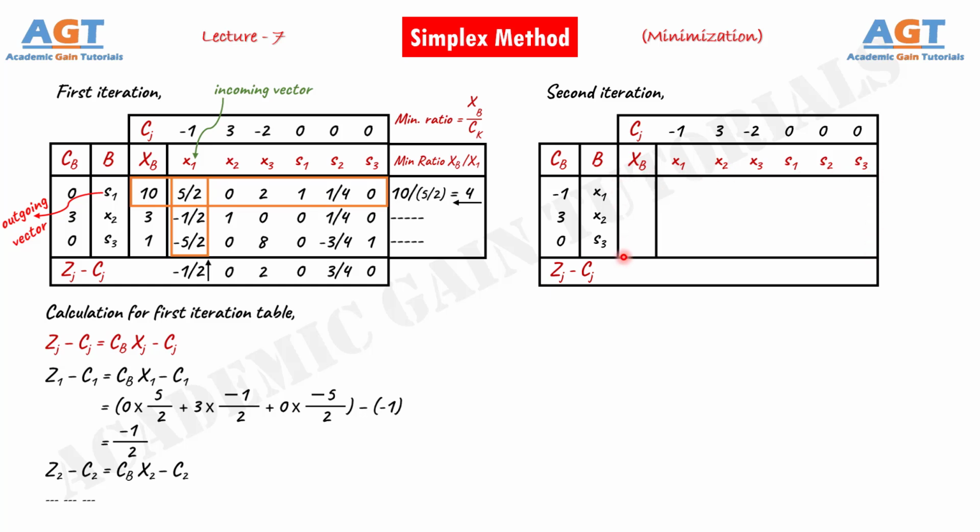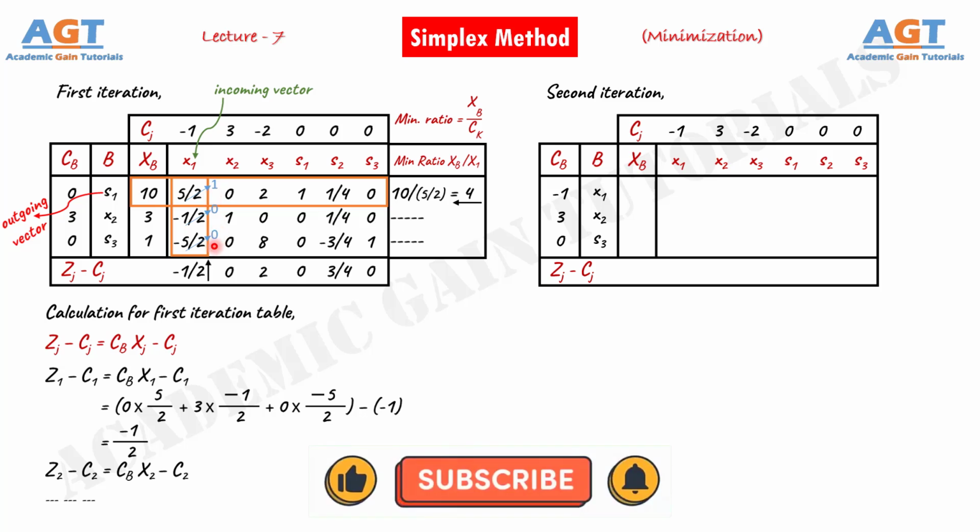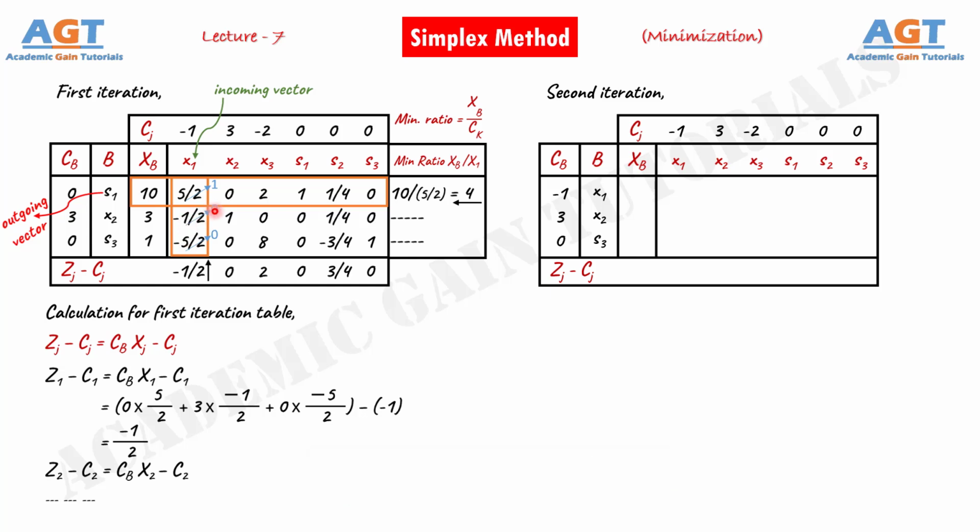We will take help for calculation from the first iteration table, and here also, we have to convert the key element into 1. Here, the key element is 5 by 2. We have to obtain 1 in this position in the new table. The other two elements in this key column are minus 1 by 2 and minus 5 by 2. We have to obtain 0 in these two positions in the new table.